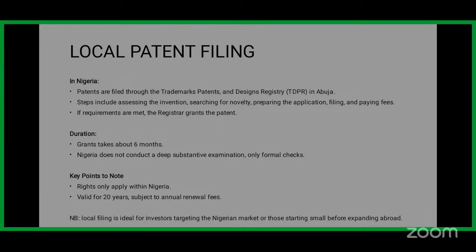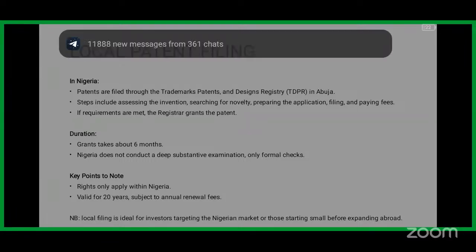Now, when you file in the registry, a formal examination is done. Now, the formal examination is more like checking if you've included the necessary documents and followed the necessary procedures. It's not really checking whether your invention is different from prior art. So it's not doing substantive examination. What is being done is formal examination.